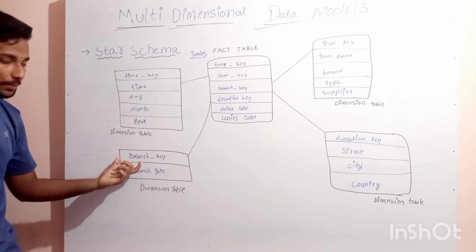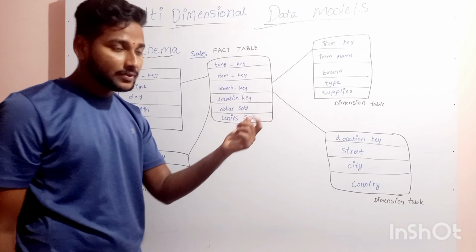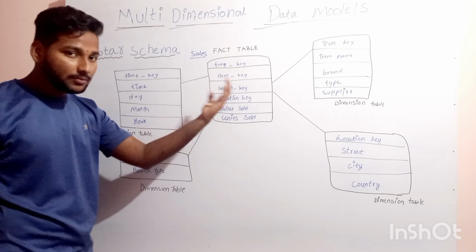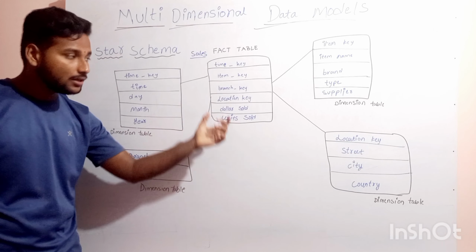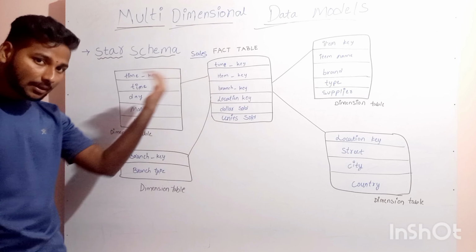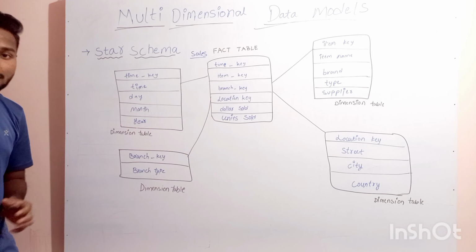At the same time, branch, for branch, location, and for item. Every particular item, every individual item has a separate dimension table. This is the fact table, and the items have separate tables known as the dimension tables. This is about the star schema.